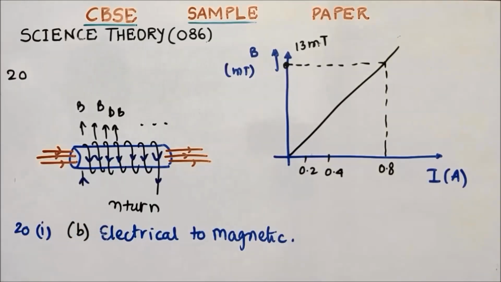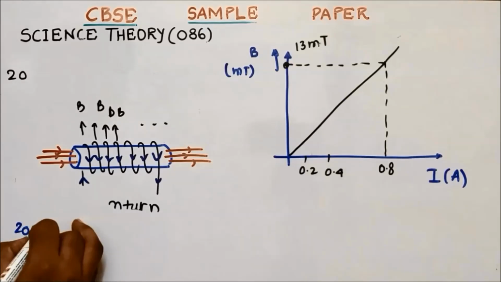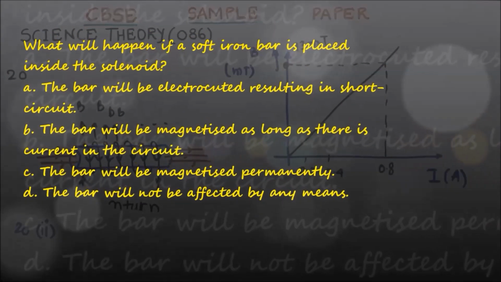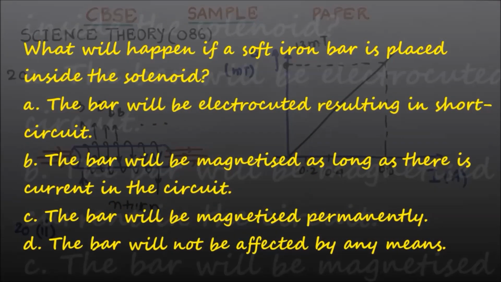See the next question, 22. What will happen if a soft iron bar is used inside the solenoid? Soft iron bar, what would it do? It would allow more magnetic field lines to pass through it. So the magnetic field will increase. Let's see whether that is there in the options or not.